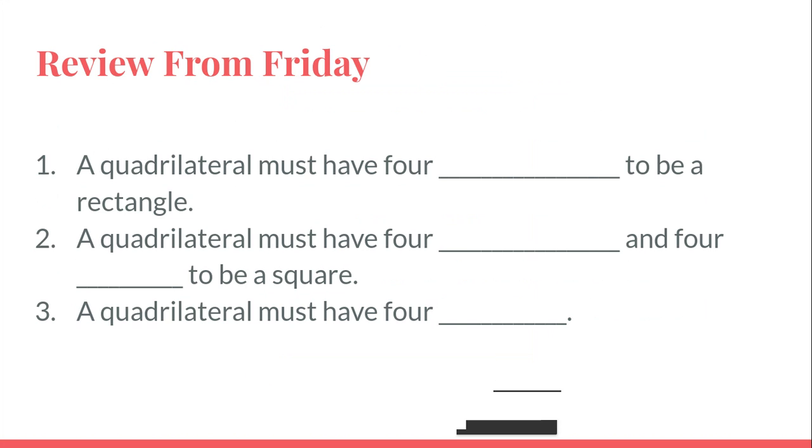And then the last one: a quadrilateral must have 4 blank. What makes something a quadrilateral? Well, a quadrilateral has 4 sides. Okay?